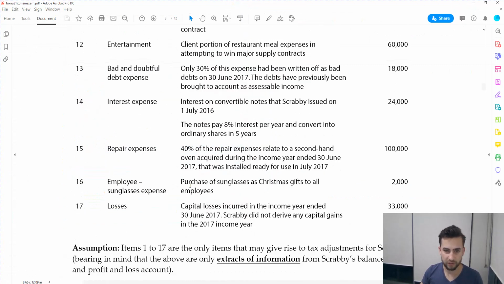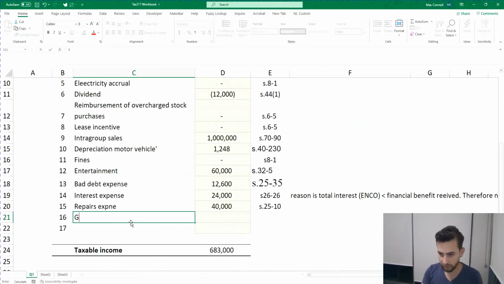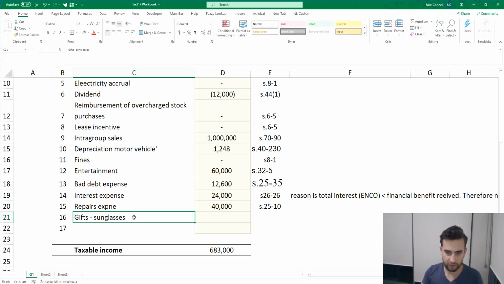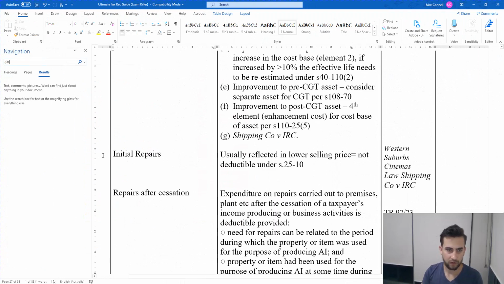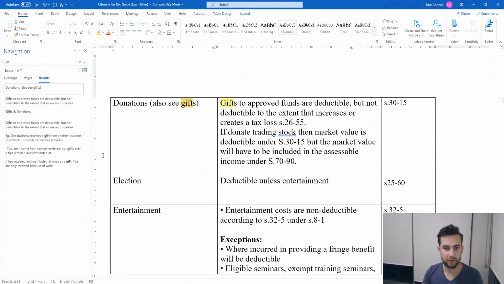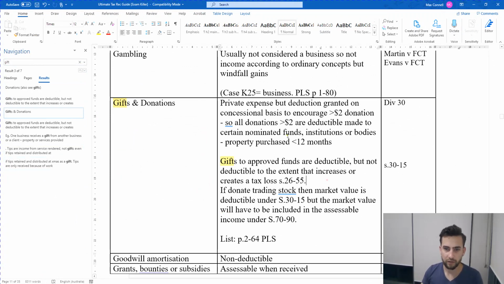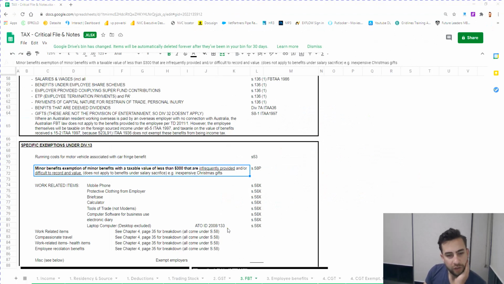So employee sunglasses expense. So purchase of sunglasses as Christmas gifts to all employees. So it's going to be a $2,000 expense currently in there. Gifts, sunglasses. So let's do a Control F for gifts. If you've tabulated it, you could just go straight to the letter G. Here we go. Private expenses, gifts to approved funds, if donate trading stock. So my only question is, is this gift part of ordinary business income?